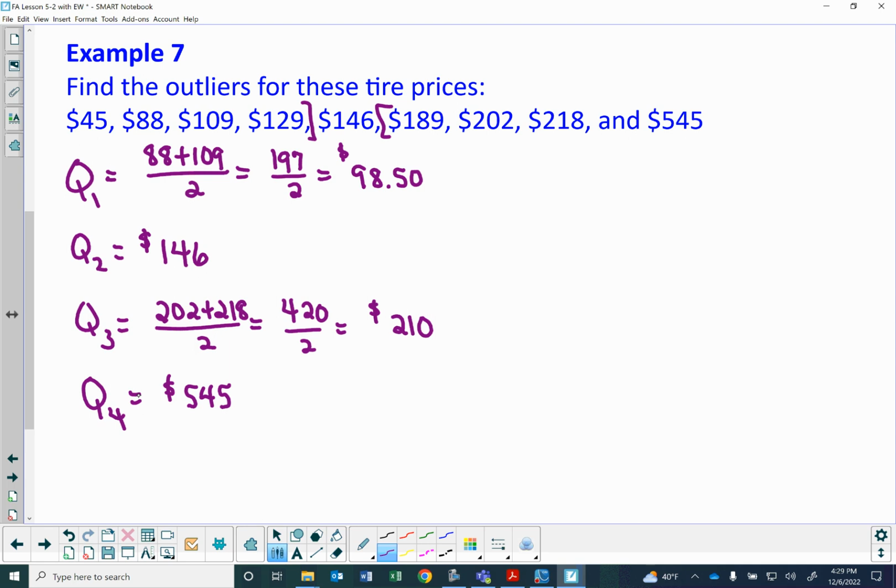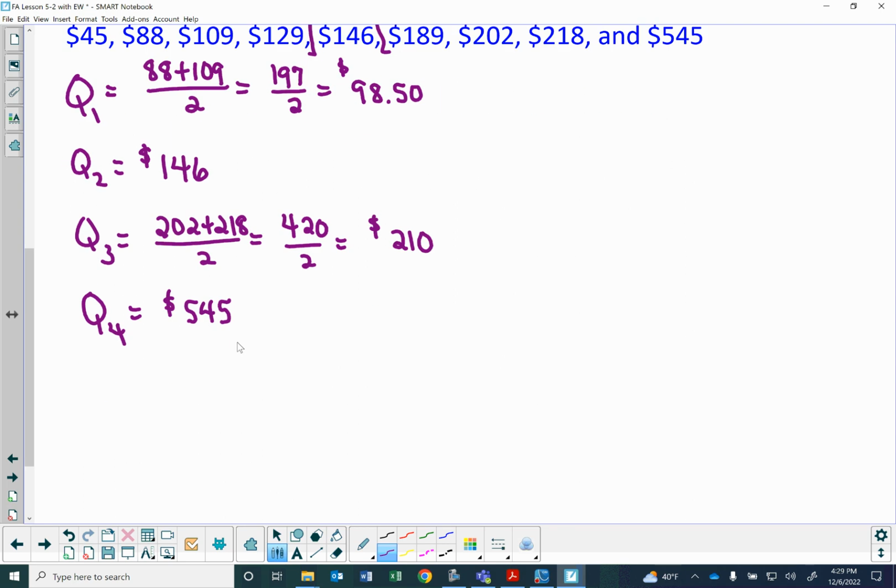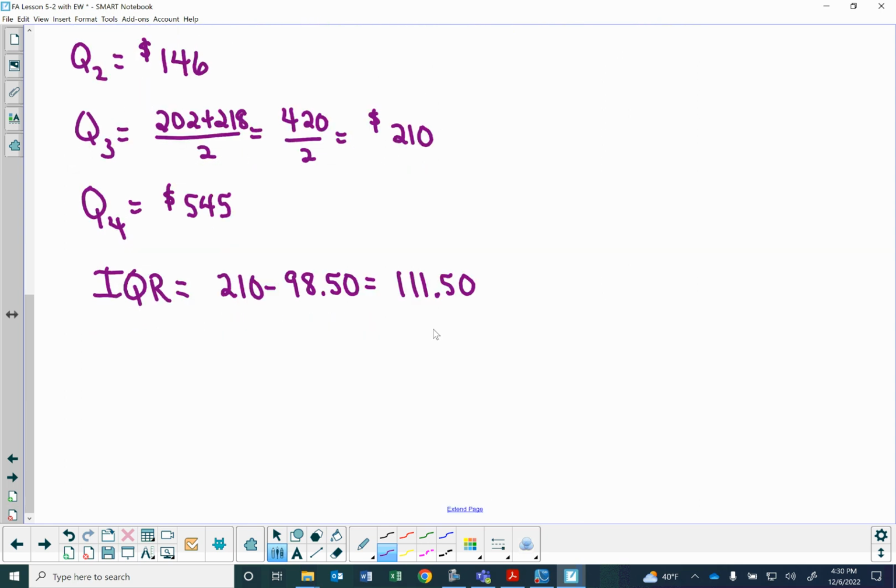Now, to see if there's an outlier, the first thing we have to find is our IQR. My IQR is Q3, which is 210, minus Q1, which is 98.50. If I subtract those two, that is 111.50. That's my IQR. To determine if you have a lower outlier, this is really critical to understand how to work it.